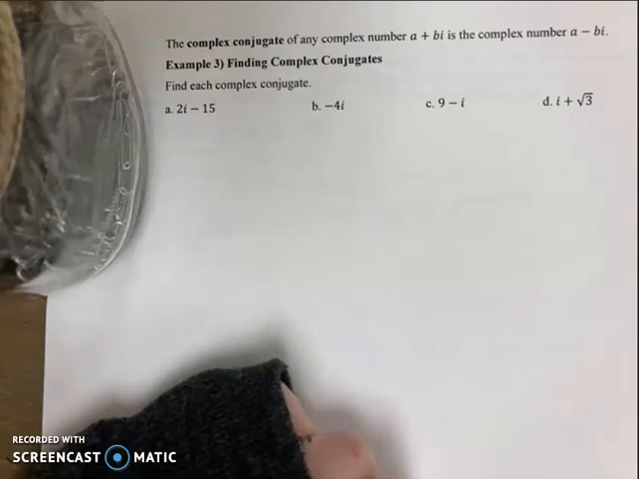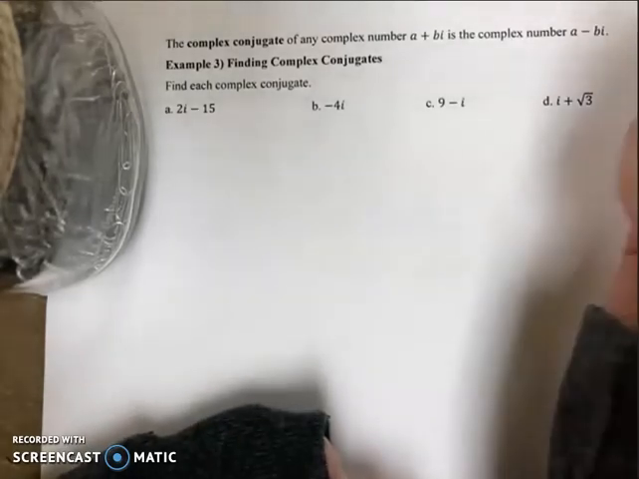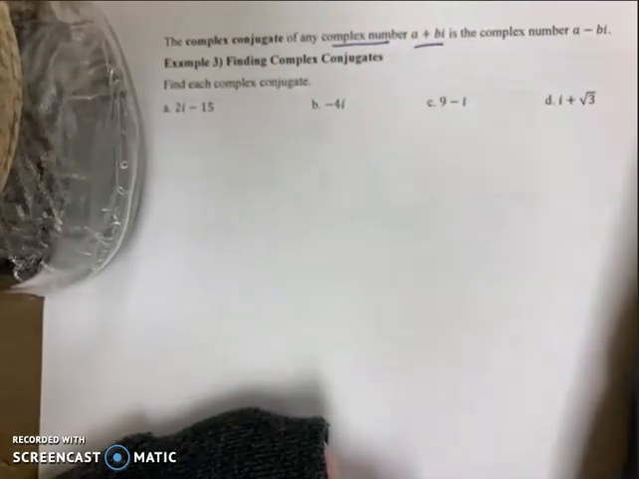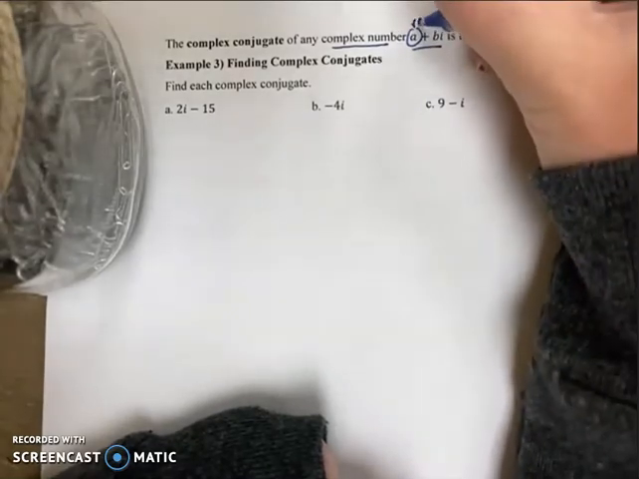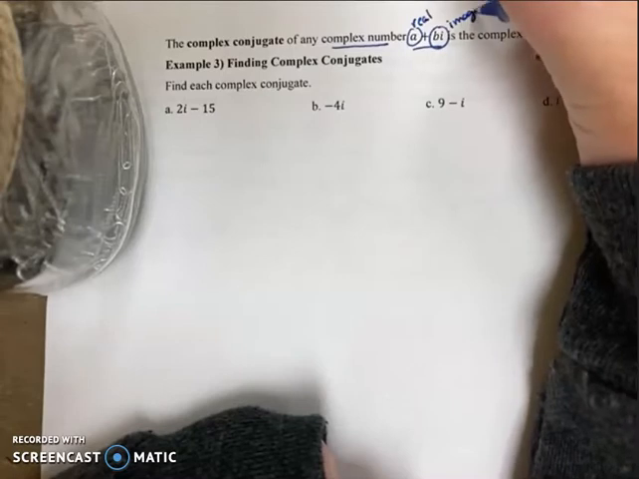So we just talked about in the first part of the lesson what a complex number is. A complex number is in the form a plus bi. Remember, a is the real part, so the real number, and then the bi is the imaginary part.